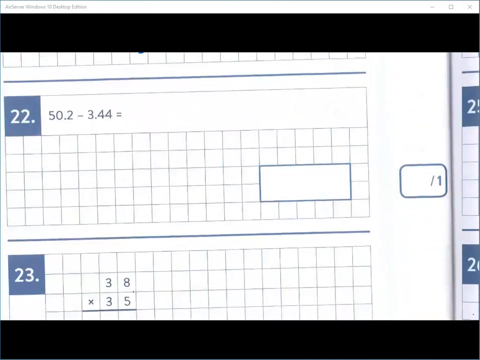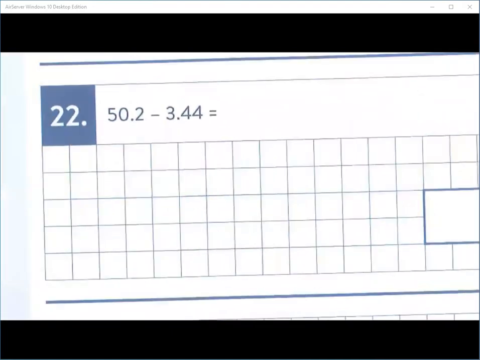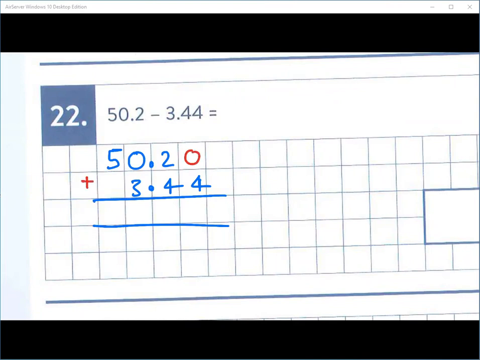Lovely. Next question. So you write out 50.2, and then you need to make sure the decimals are lined up, and then you can put a 0 next to the 2, if you want to. Yes, because it's subtraction, if you have a gap there, you won't be able to do the question. Absolutely, well done, well spotted.